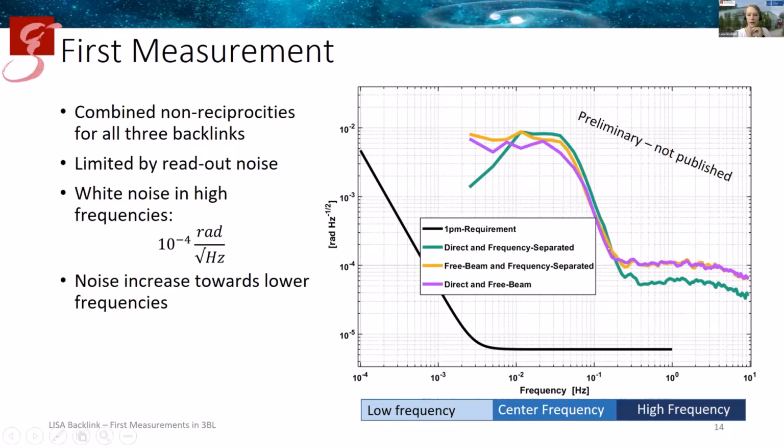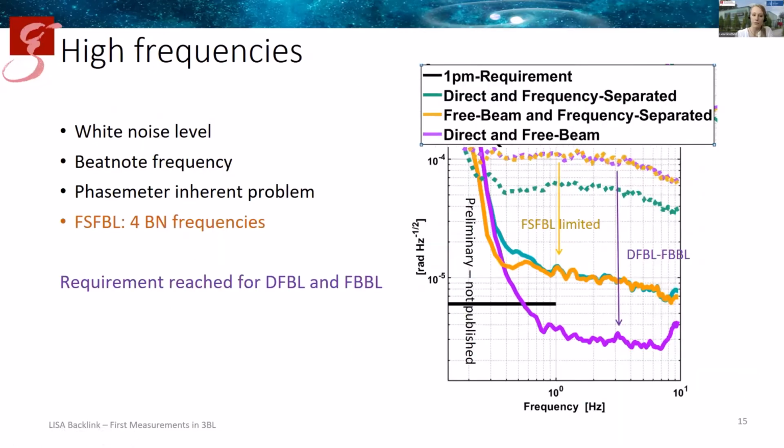So you see 3 lines, one for each backlink combination. And you can already see we are way above the 1 picometer requirement, and we are limited here by all kinds of readout noise. We have a white noise level at 10 to the minus 4 radian per square root of hertz, and then this increase in the lower frequencies. And in the high frequencies, we were actually limited by a problem inside our phase meter. So we found that the performance was depending on which beat note frequency we are using. So just a phase meter internal problem.